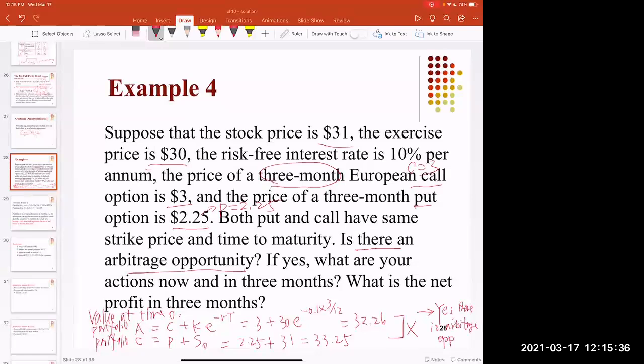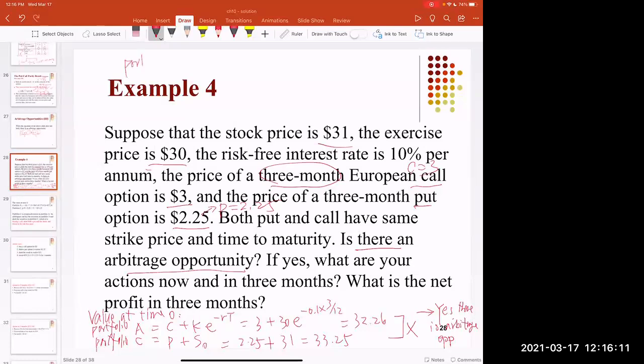Opportunity, okay? So you need to answer the question, is there an arbitrage opportunity? You cannot just say yes. You need to answer why, right? So show why. Since there is an arbitrage opportunity, how to do arbitrage? What are the actions? Remember, we talked about arbitrage opportunity using the high and low bound, right? So similarly, we're gonna buy low, sell high.